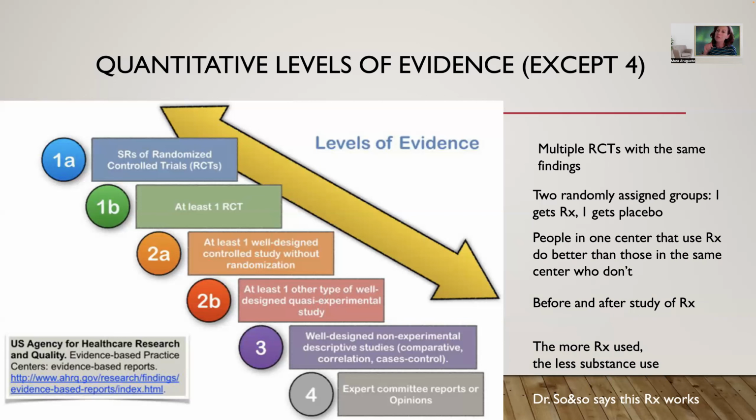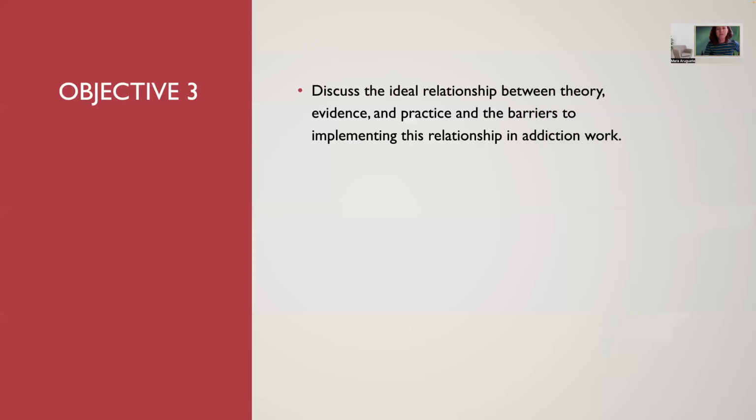So let's move on. Two randomly assigned groups. One gets a treatment, one gets a placebo. Now that's a randomized controlled trial. That is good evidence. Even better than that, we get up to 1A, this series of randomized controlled trials in a systematic review. It don't get any better than that.